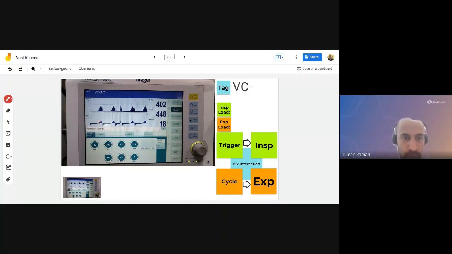But cycle also has to be by the machine. You think this is machine cycled? Yeah, it's timed, and there is a pause here. There is a pause between inspiration and expiration, a time gap. If there is a time gap, it has to be machine controlled, because no patient holds their breath before exhaling. So VC CMV is something that we can potentially commit to.